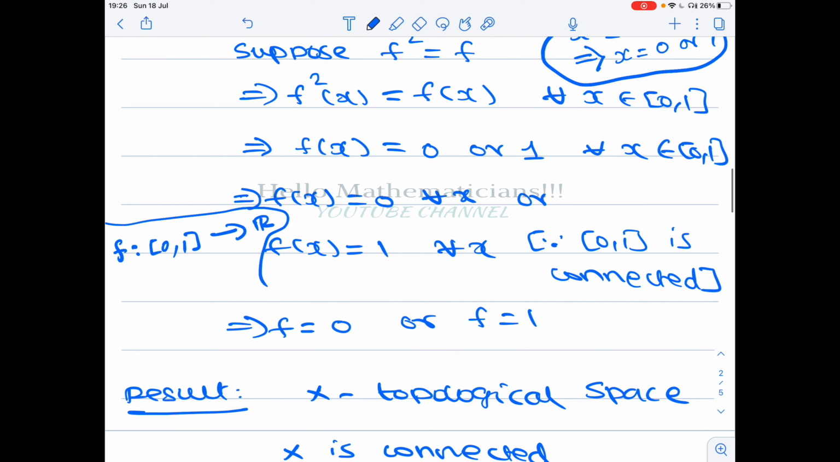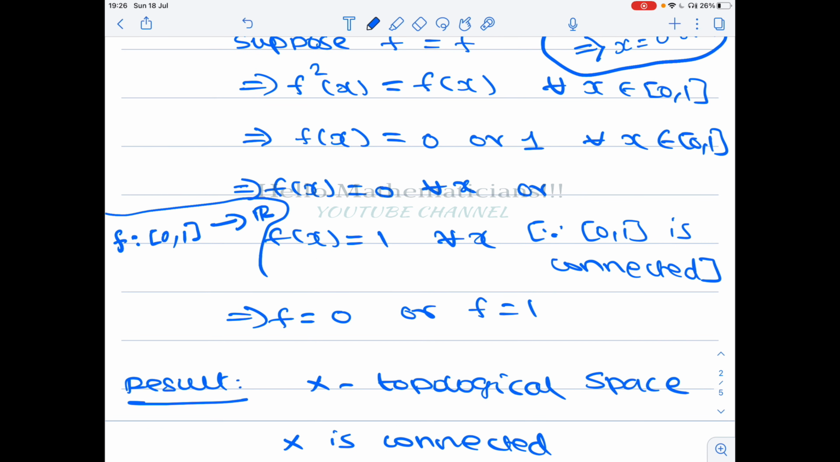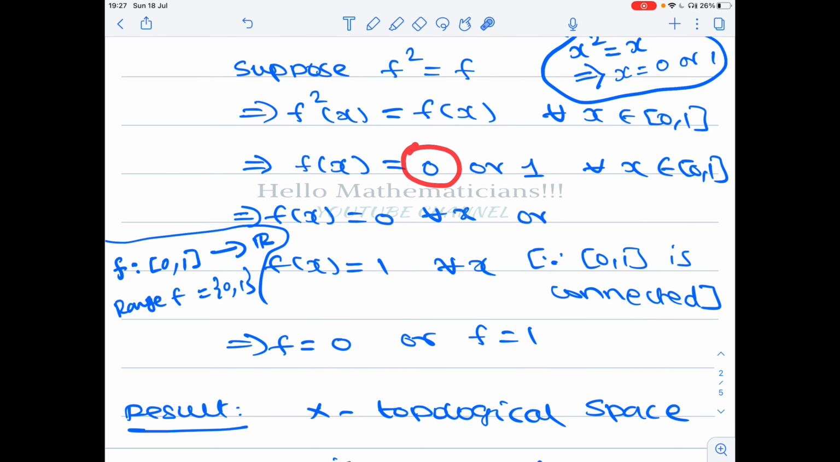Now, suppose the range of f is {0, 1}. Suppose the range of f is equal to just 0 and 1. We claim that this is not possible because this is not a connected set, but the closed interval [0,1] is a connected set. Therefore, the range cannot contain these two numbers together. So, the range should contain either this number or that number, but it cannot contain both together.